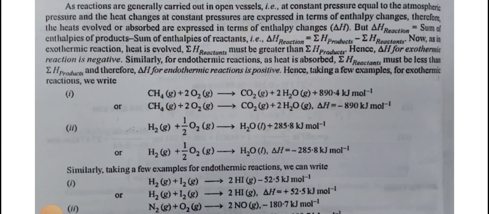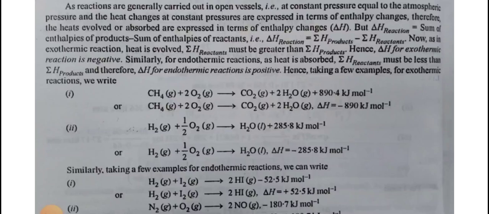Now, as in an exothermic reaction heat is evolved, the summation of H reactants must be greater than the summation of H products. Hence, delta H for exothermic reactions is negative. Similarly, for endothermic reactions, as heat is absorbed, the summation of H reactants must be less than the summation of H products, and therefore delta H for an endothermic reaction is positive.